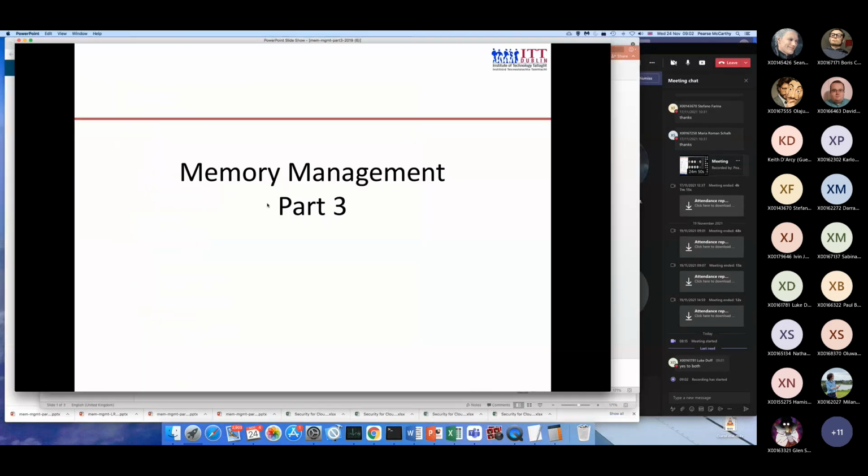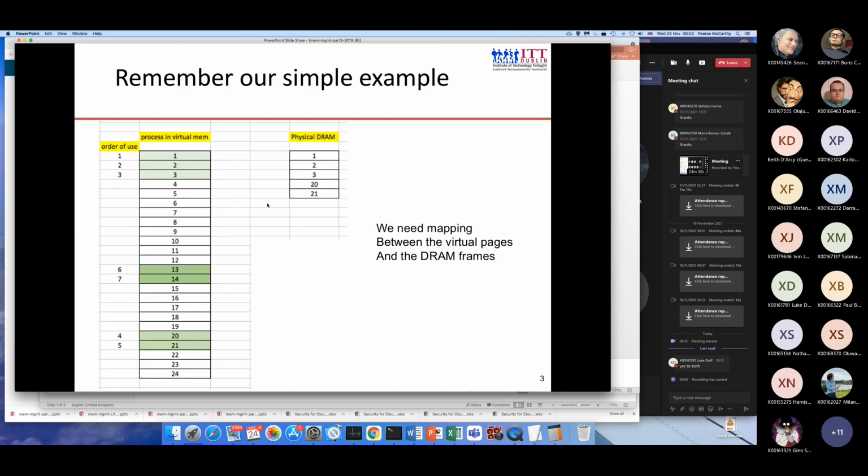Memory management part 3. What's all this about? Last week we did a lot of theory, and we did all the different virtual memory stuff. We did a lot of numbers, which were horrible, and we mentioned these things called paging algorithms. The whole point was we had this idea, a simple example. I've added this slide to my deck, it's in earlier decks, but just as a reminder of what we're talking about here.